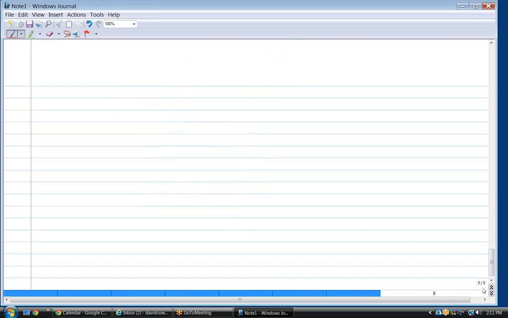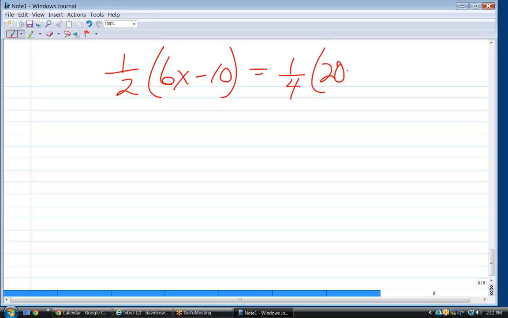Now, I think all right, solve the equation. I think we've done all of them now, because we worked on this on, Jesus, that was quick. Well, actually, no, we have a couple more. Okay. 1/2 quantity 6x minus 10 equals 1/4 quantity 20x minus 12.